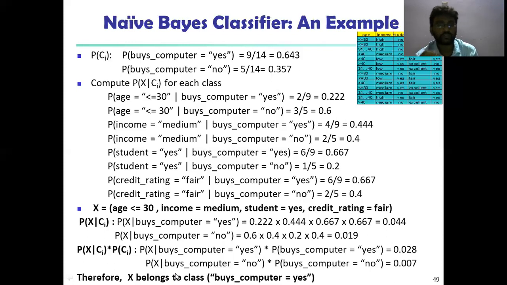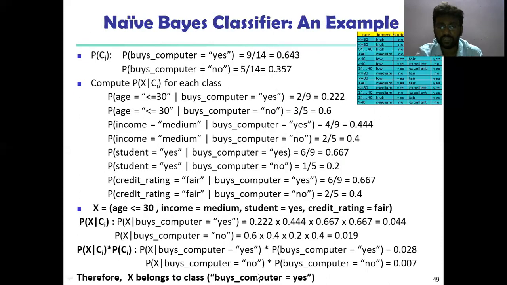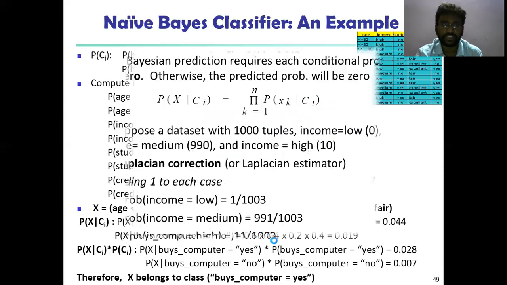So the students who are ready to purchase a computer, yes. The final output of this Naïve Bayes classifier is yes. So this is the thing we got from the yes values. This is the Naïve Bayes classification.